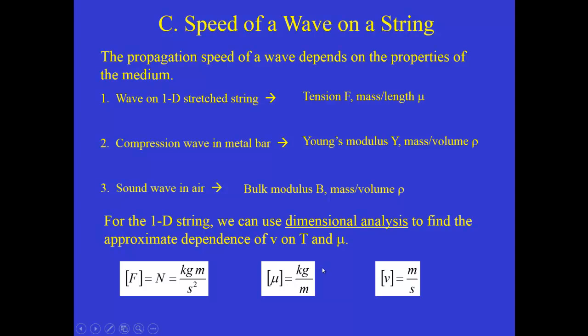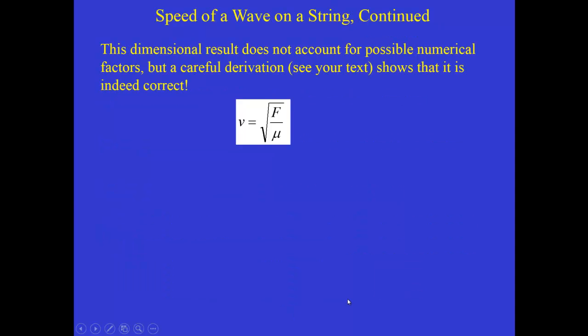And so if we just, as an experiment, took the tension F and divided by mu, the kilograms would cancel, and we would end up with meters squared over seconds squared. We want meters per second, right? So if we took the square root of F divided by mu, it would have the right units for a velocity. And so that gives us this dimensional result.